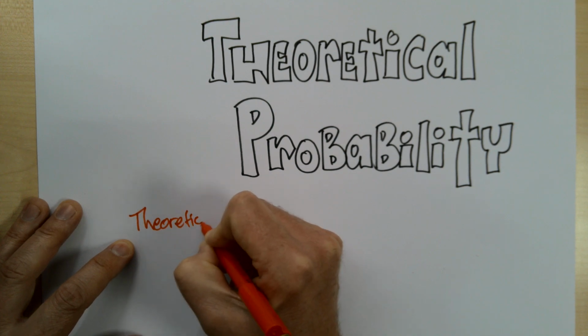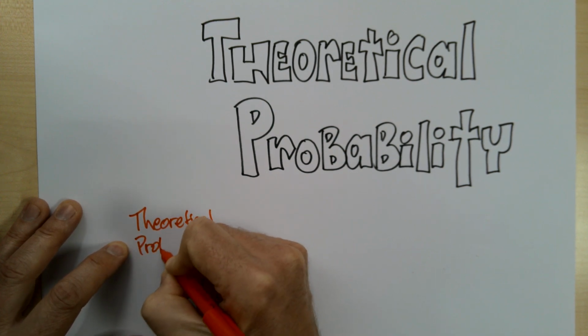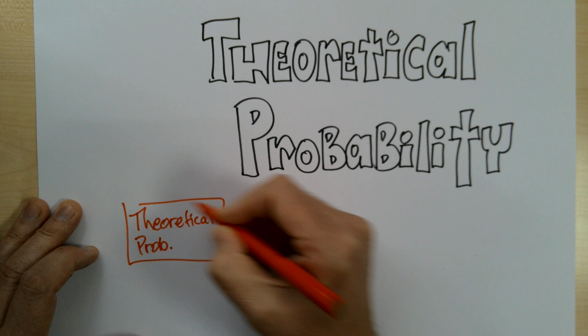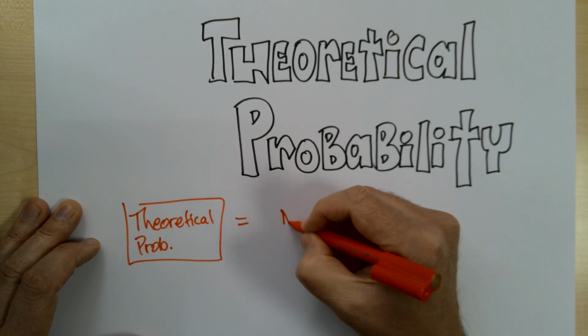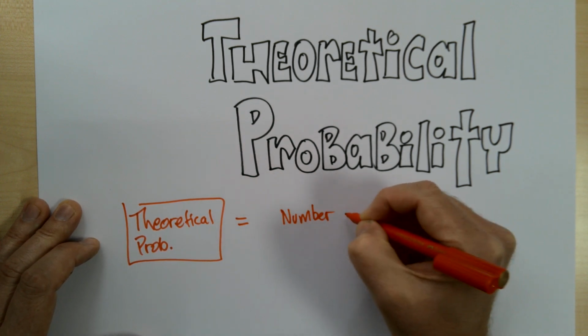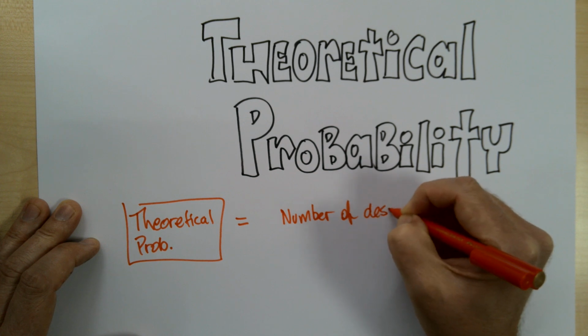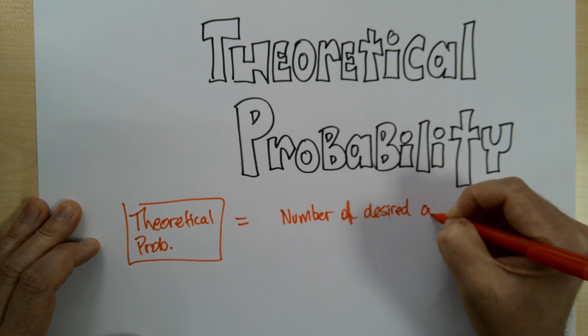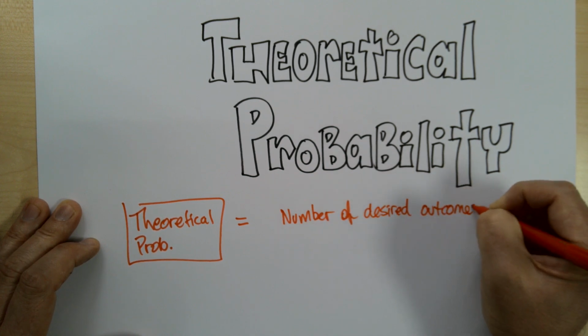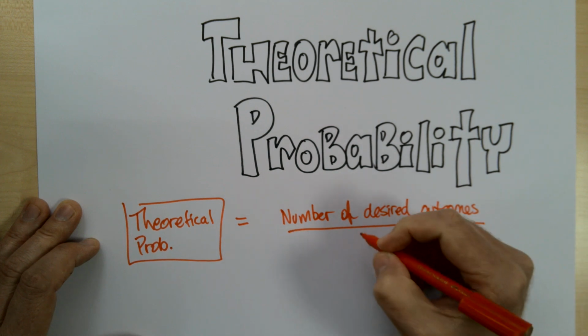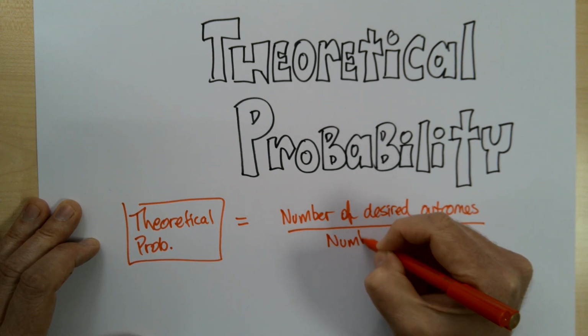Okay, so theoretical probability, you get the number of desired outcomes. So the thing that you're looking for over the number of possible outcomes.